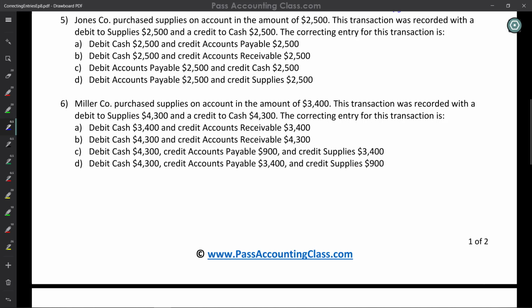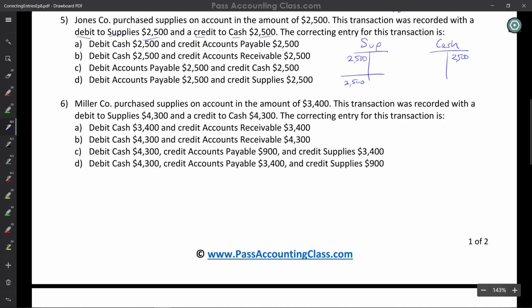So just like the previous problems, I'm going to do my T accounts. And when I look at this, it says that the transaction was recorded with a debit to supplies. So I've got debit, supplies, $2,500. So we've got supplies. That's a debit. That's $2,500. And a credit to cash for the same amount. So we've got cash, $2,500. And now I'm going to look at that first sentence. They purchased supplies on account in the amount of $2,500. So my ending balance for supplies should be $2,500.